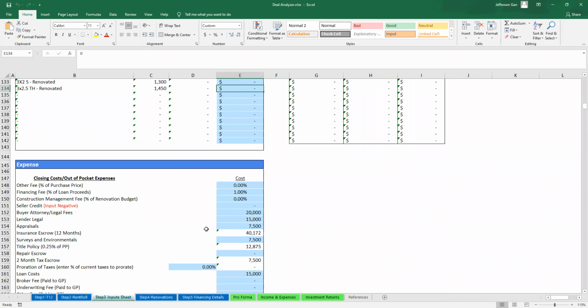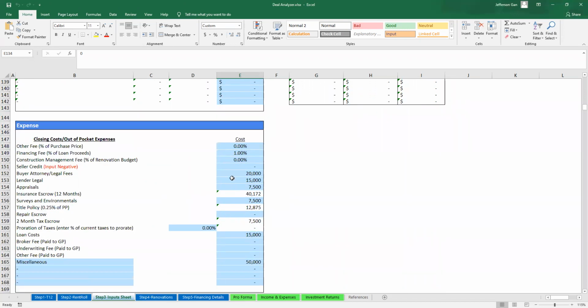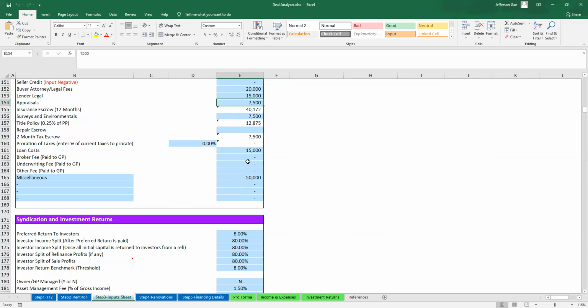Then these are the expenses. So we're just putting the different closing cost expenses. Like if you have a syndication deal, then there will be two separate attorneys involved. One is for the real estate attorney and one for the syndication attorney. Then there will also be some appraisals or the inspection, survey, environmental. So all of this will be here.